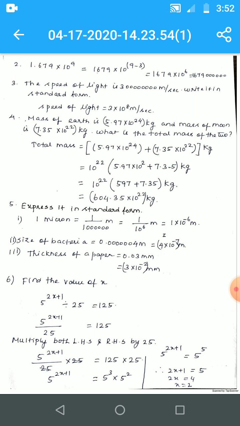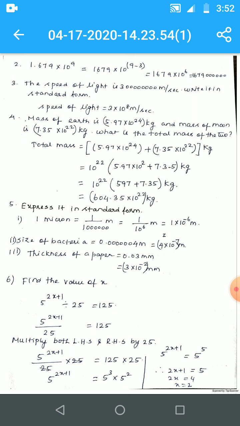In the exponents, the first is 24 and the second is 22. Both the bases are the same, 10. So the power 22 is common in both their masses, right? So I can take 10 to the power 22 as a common factor and write the remaining inside the brackets. 5.97 multiplied by 10 to the power 24. I have already taken 10 to the power 22 outside. How much is remaining? 10 to the power 2. So 22 plus 2 becomes 24.